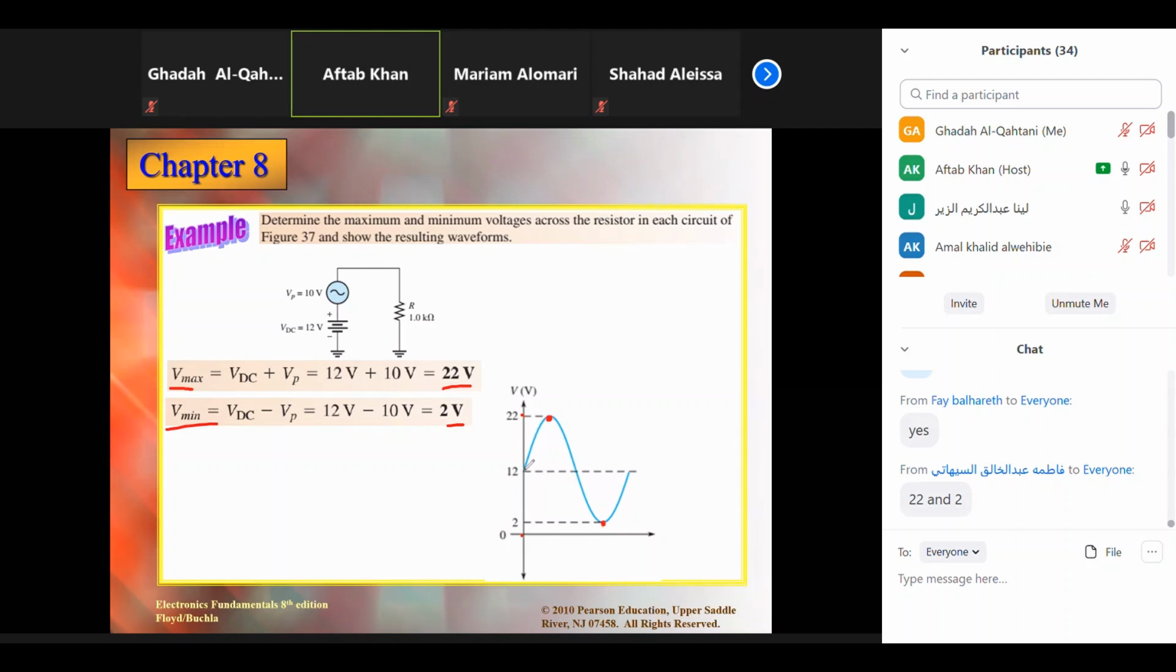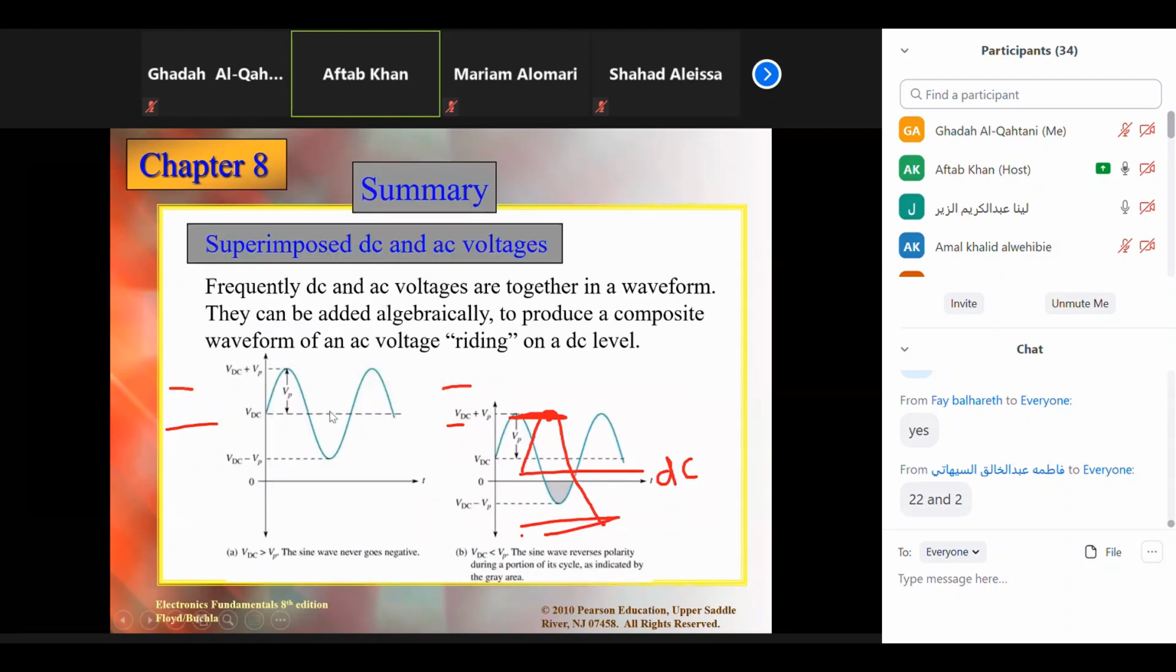Just draw the waveform. It is going to be sinusoidal and it is going to swing over the DC. This is the DC voltage. And this is DC plus AC. This is DC minus AC. The same waveform which is shown in the previous slide, but now you have values.